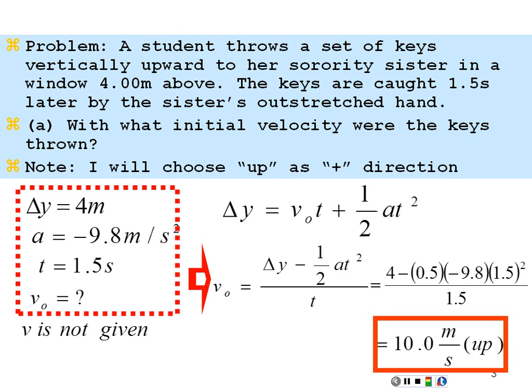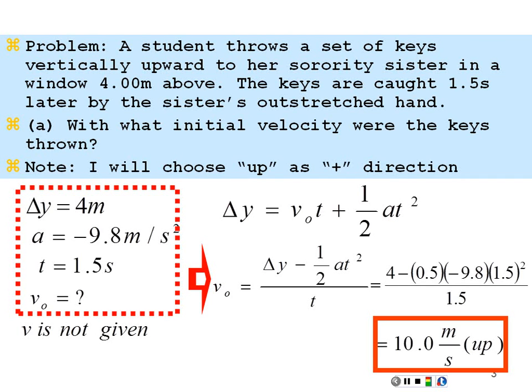Now here's a question. When the sorority sister throws these keys upward, will she catch them on the way up? Or does she catch them after they've gone up to the maximum height and then on their way down? So is she catching these on the way up or on the way down? How can I determine that?